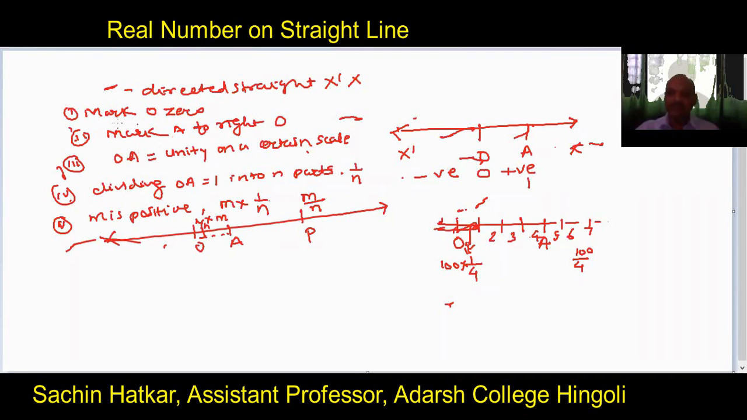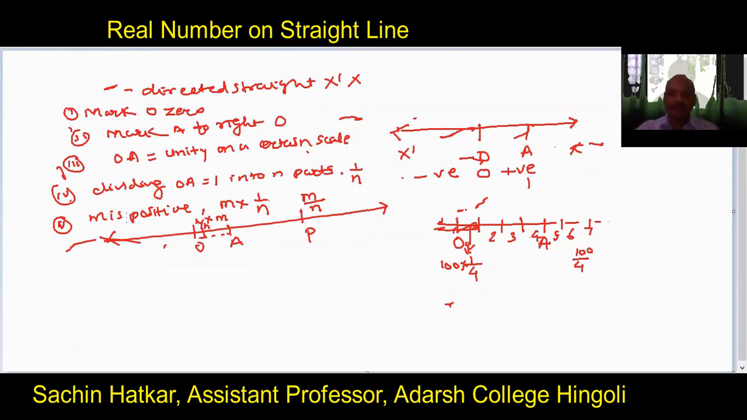Then we have taken one point, we have marked A to the right of O, and we take it as 1. This is 0 and this is 1. Therefore, OA equals what? OA equals distance, unity, whatever unity may be on a certain scale. Then divide OA into n parts, and each part is equal to 1 by n.